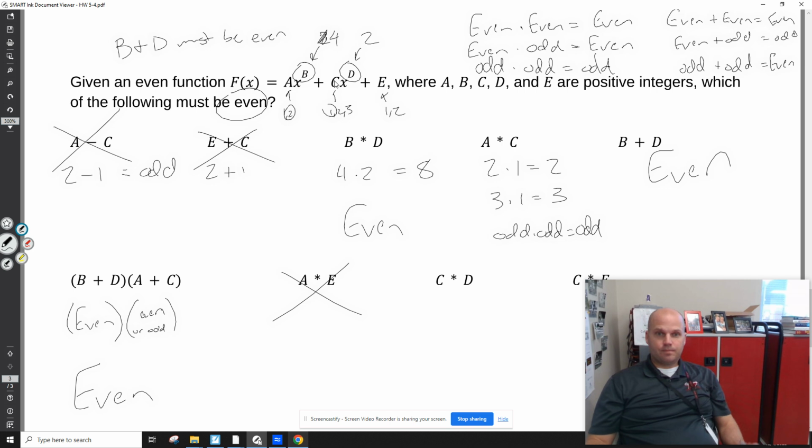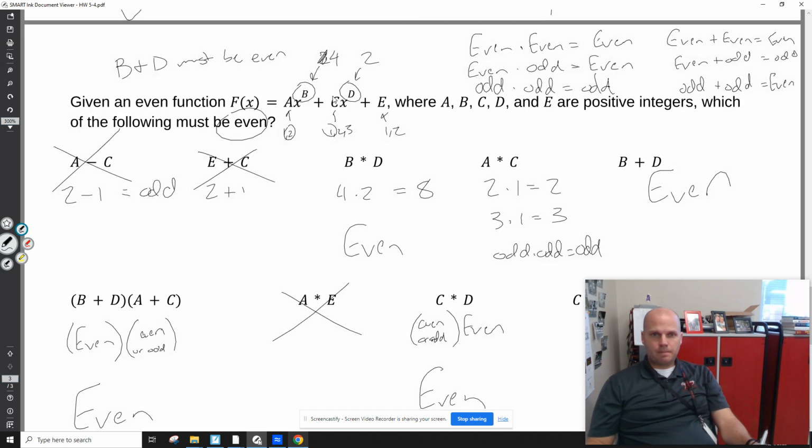C times D. Okay, D is even. C is even or odd. I prefer doing this. Even times even is even. Even times odd is even. So we get that this has to be even.